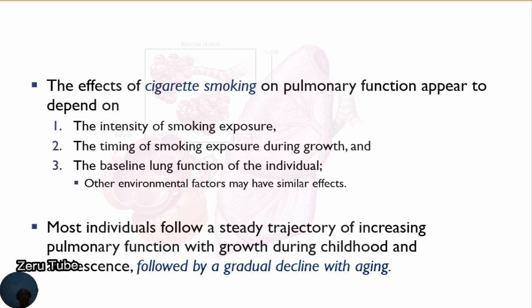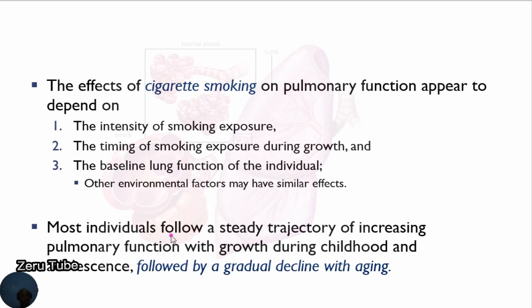So the effect of cigarette smoking on pulmonary function appears to depend on the intensity of smoking exposure, the time of exposure, and for how many years. The other one is the baseline lung function of the individual. So your baseline lung function, that means the baseline function of the individual. Young is different from old. Other environmental factors may have similar effects.